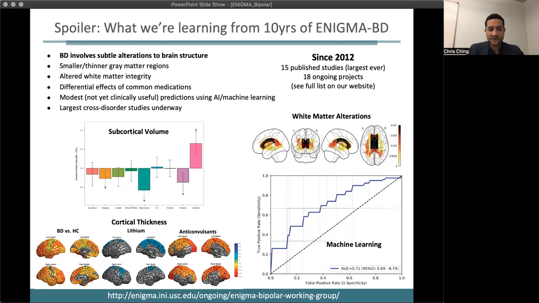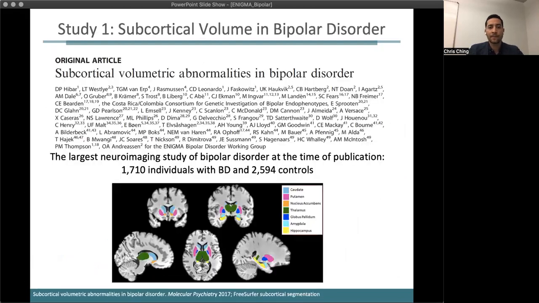So again, all the results that I'll be showing you in the following slides represent subtle alterations that we're able to pick up by combining these large-scale samples. So in our first foundational study, we were looking at subcortical volumes.